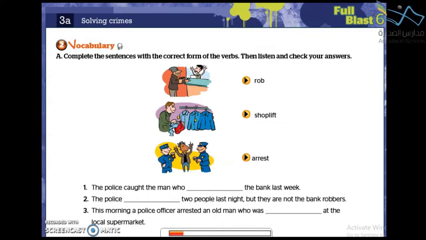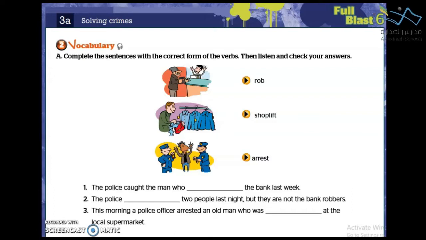3A. Solving crimes. 2. Vocabulary. A. Complete the sentences with the correct form of the verbs. Then listen and check your answers. Okay, guys, as you see here, we have 3 pictures, and in front of each one we have a word describing it. The first one is rob, the second one is shoplift, the third one is arrest. Before you start doing the exercise from 1 to 3, I ask you to look up these words in your dictionary. Then I'll give you 2 minutes to answer and complete these sentences.